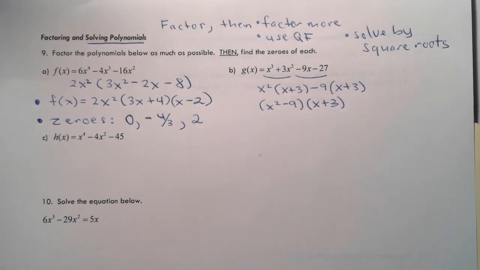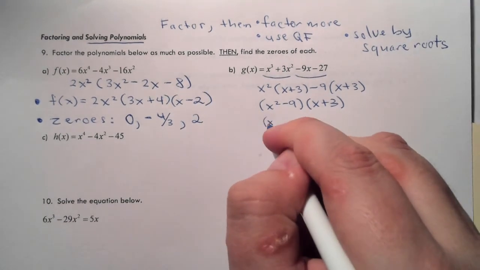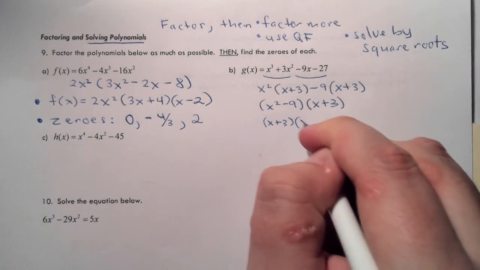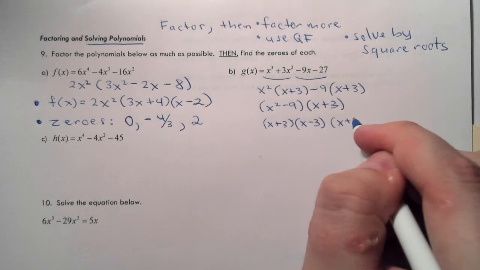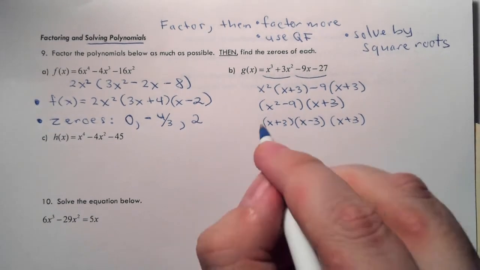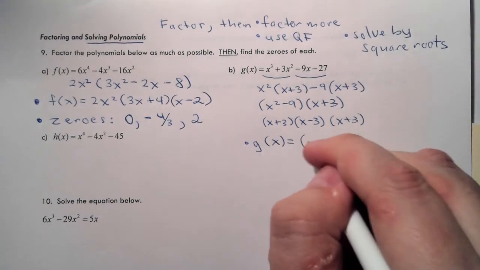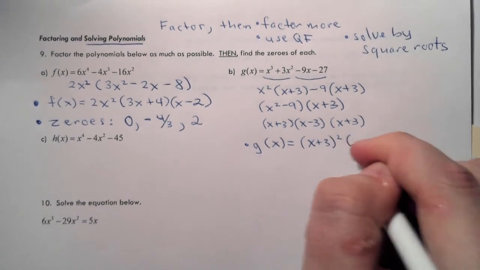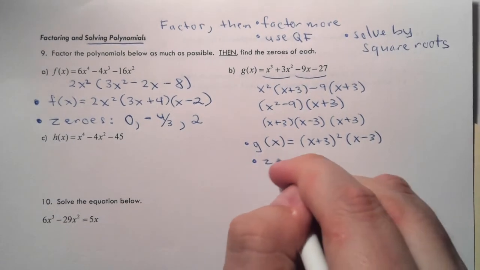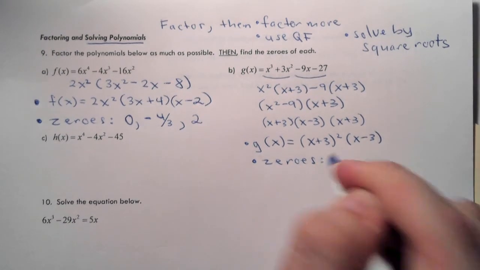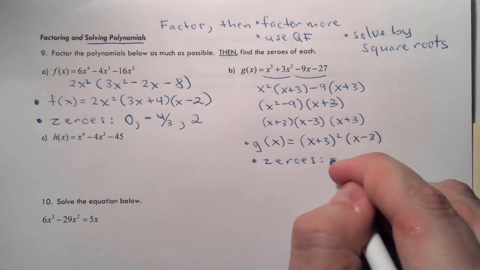times x plus 3. Well, x squared minus 9 is a difference of squares. It factors as x plus 3 times x minus 3. And I already have this other x plus 3 here. So the factored version of g of x is actually x plus 3 squared, x minus 3. What are my zeros? Well, my zeros are negative 3, which has a multiplicity of 2, and positive 3.